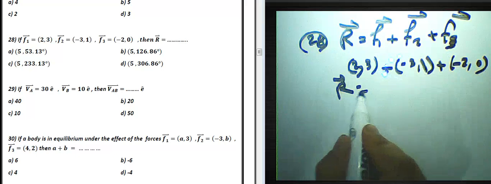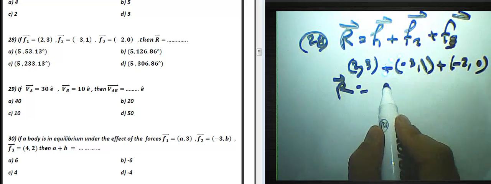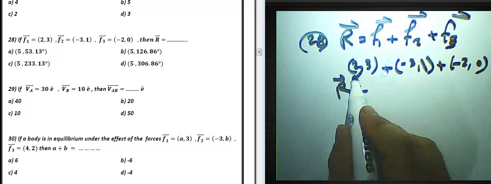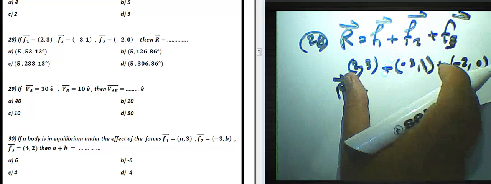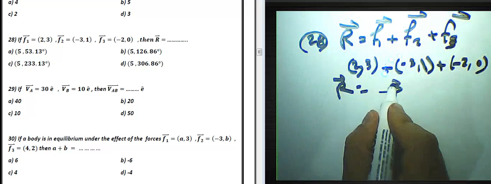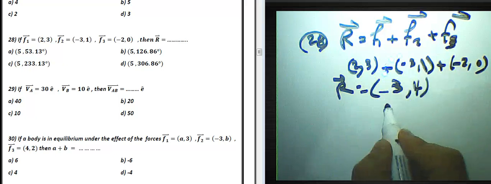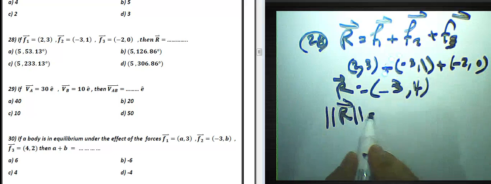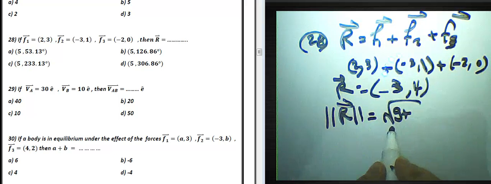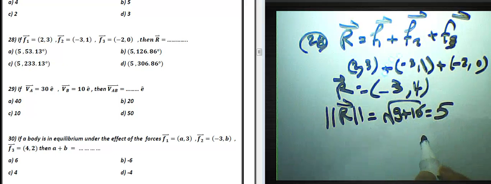Then vector r will be: 2 plus negative 3 plus negative 2. It will be what? 2 minus 3 equals negative 1, and then the result will be negative 3. And 3 plus 1 is 4, 4 plus 0 equals 4: negative 3 and 4. Then the magnitude of vector r, square root of first power 2 and second power 2, will be 5. The result will be 5.